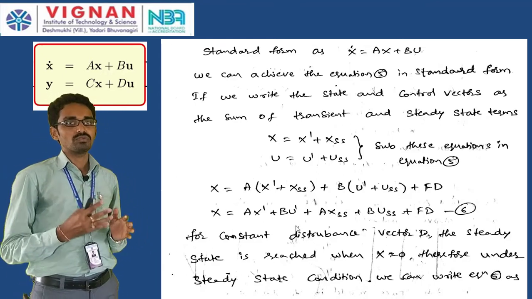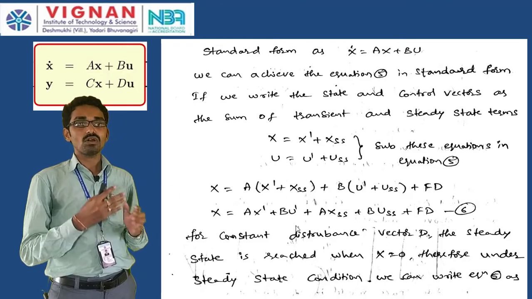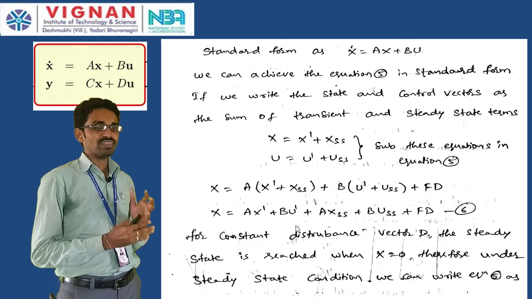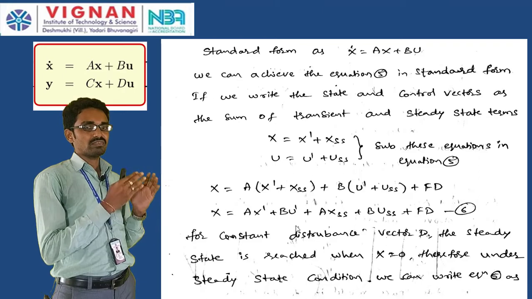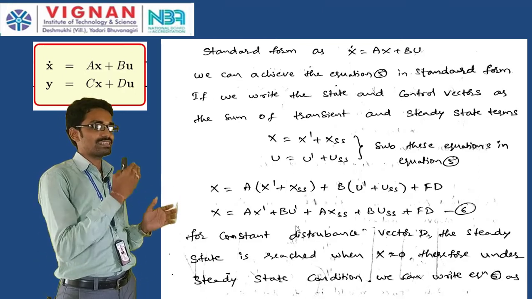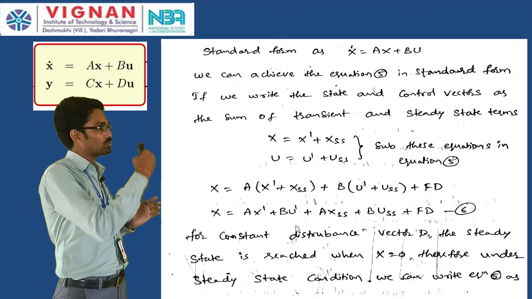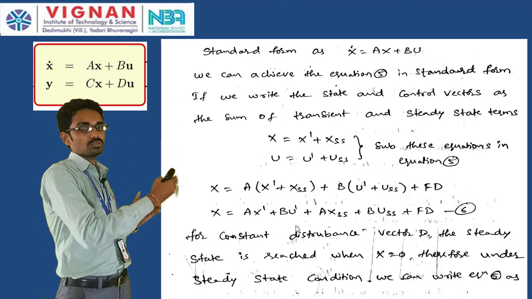Then what do you have to do? We have to write the equations in the standard form. So how do we convert them to the standard form? We are going to consider the control vector and the state vector as a sum of transient and steady state values, that is x is equal to x dash plus xss, and u is equal to u dash plus uss.